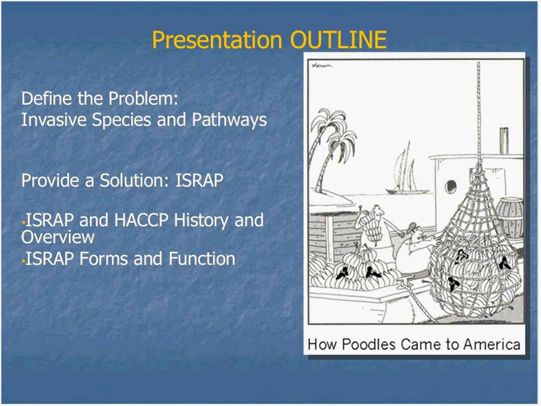So I just wanted to go through an outline of what I'm going to be talking about today. I'm going to define the problem, which is invasive species and their pathways, and then add a solution for that problem, which is invasive species risk assessment and planning. I'll talk about how ISRAP and HACCP are related, and talk hopefully about the function of ISRAP.